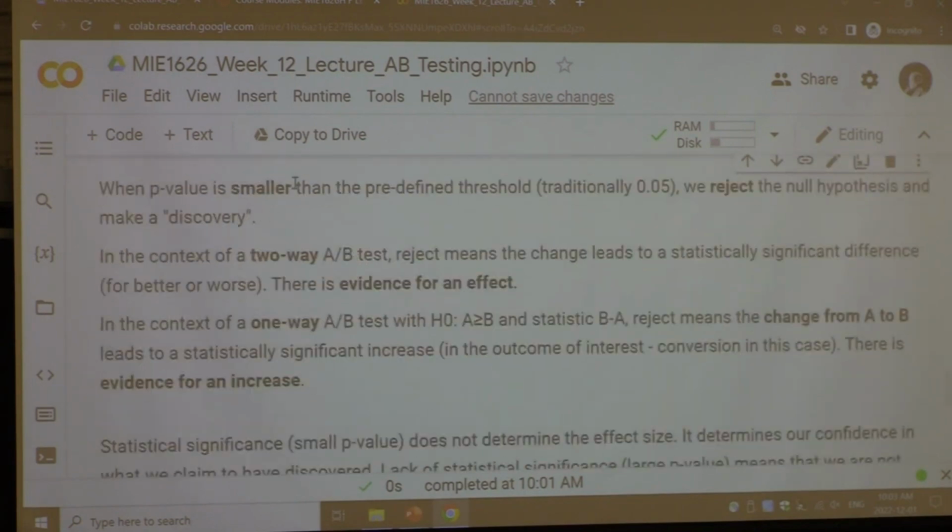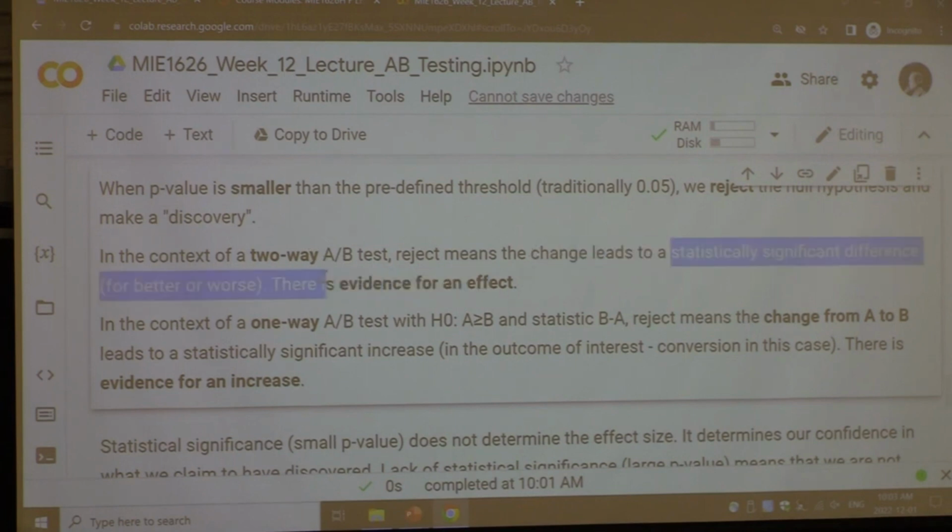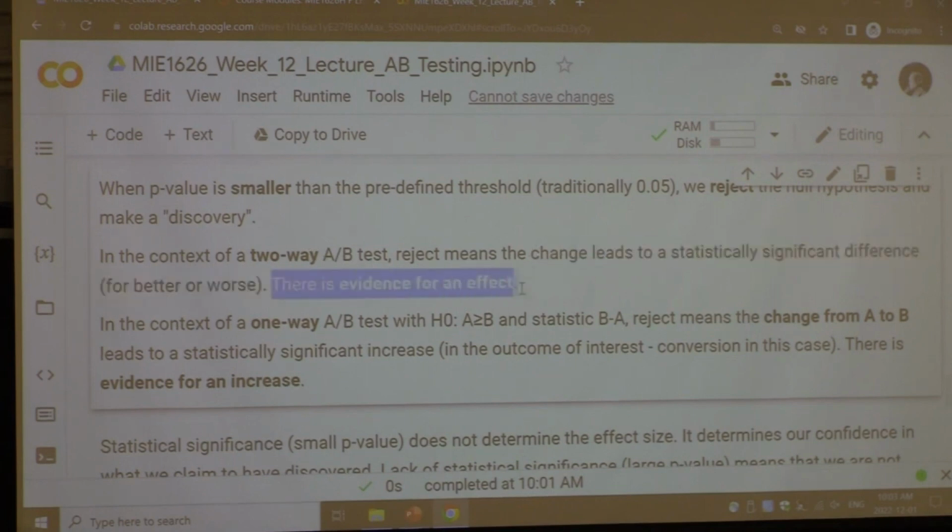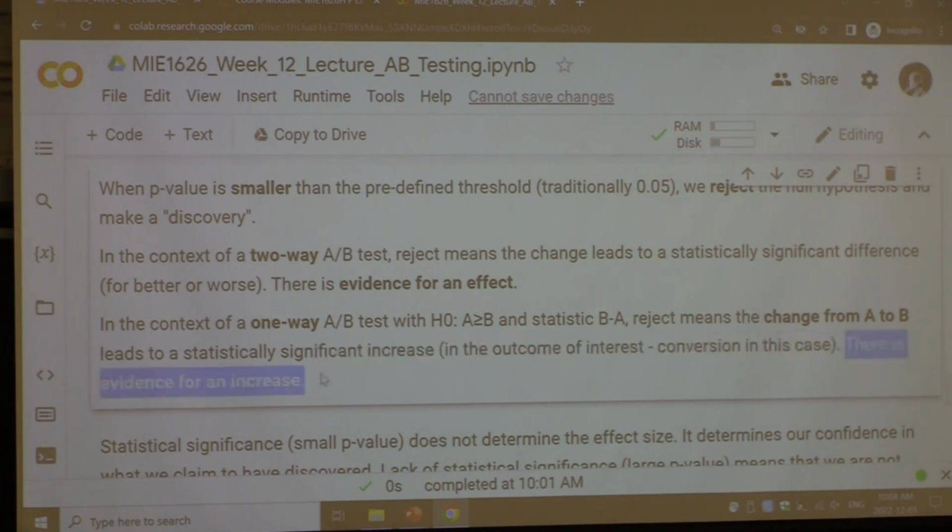For the case where the p-value is smaller than the threshold of statistical significance, we reject the null hypothesis. It means that we make a discovery. For a two-way test, it means that this change leads to a statistically significant difference. It also means that there is evidence of an effect. In a one-way test, rejection or discovery means that changing from A to B leads to a statistically significant increase in conversion rate. It means there is evidence of an increase.